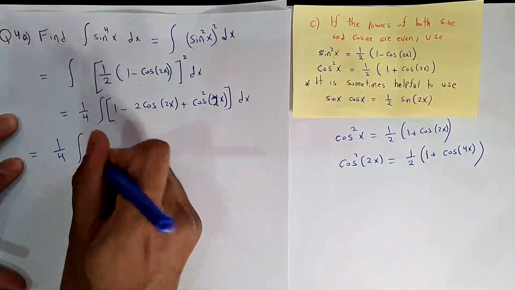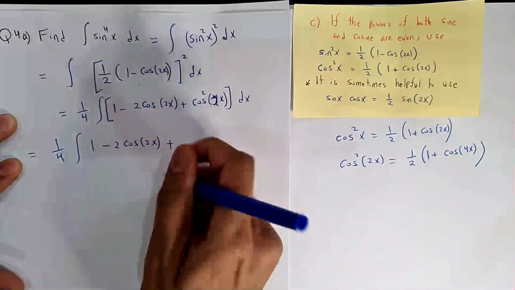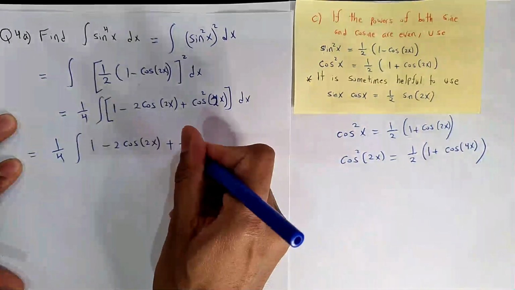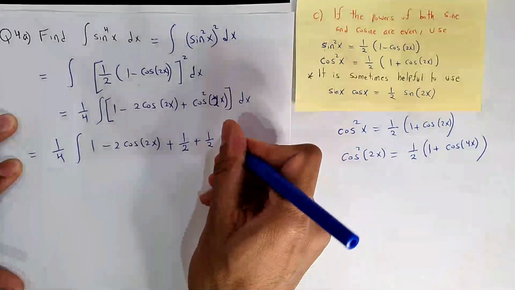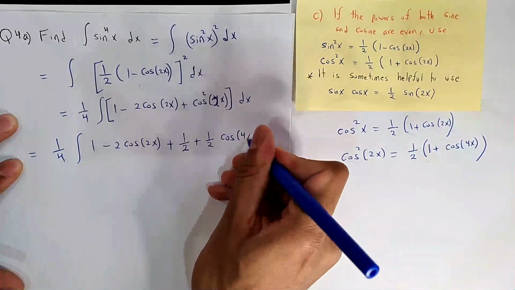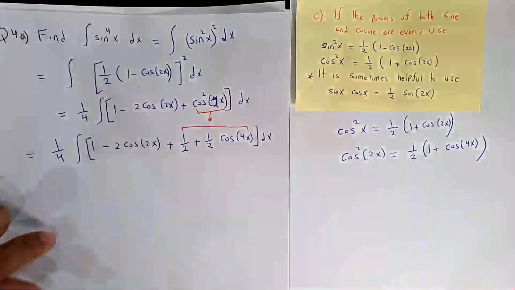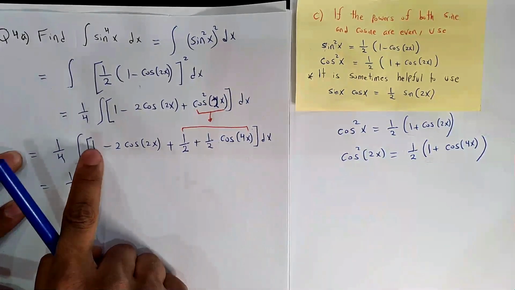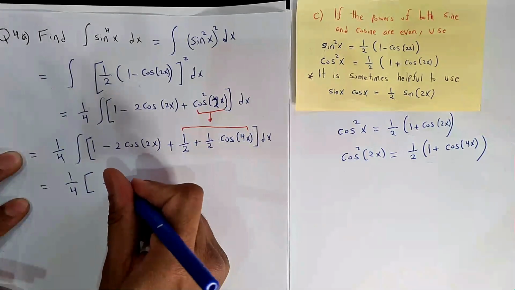Here we get 1 minus 2 cosine 2x plus this. This is given here. Alright, so let me expand. It will be 1 over 2, and expand here. You will get 1 over 2 cosine 4x. Just to clarify, this is given over here. Now let us integrate and that's it. This is 1 over 4. 1 plus half is 3 over 2. If you integrate it, you get 3 over 2 x.